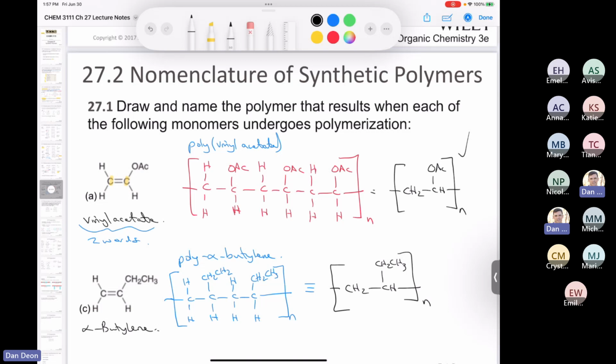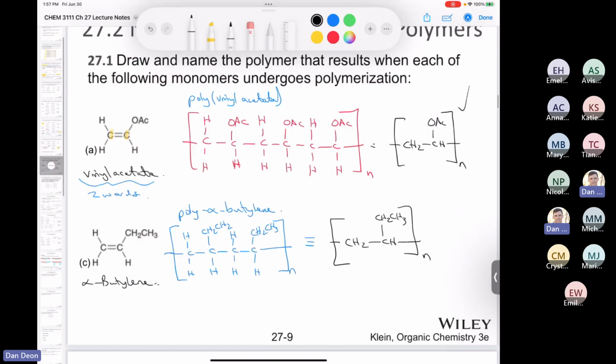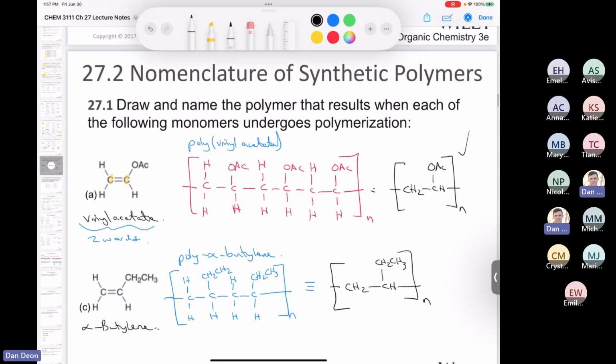Give me a thumbs up if you follow me on naming a polymer and drawing a polymer from a monomer. Awesome, awesome. If you're sitting there thinking, is that it? Is that all there really is to it? That's pretty much it, my friends. There isn't much to it other than that. All right. So let's see here. Okay, let's move on from there.